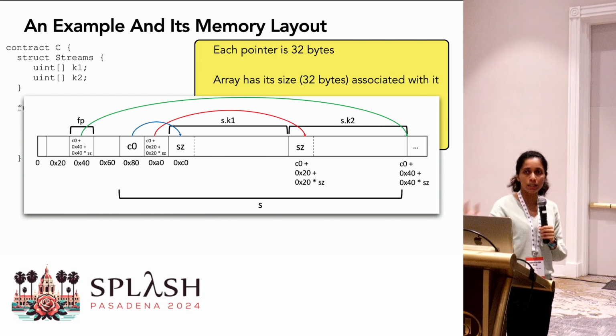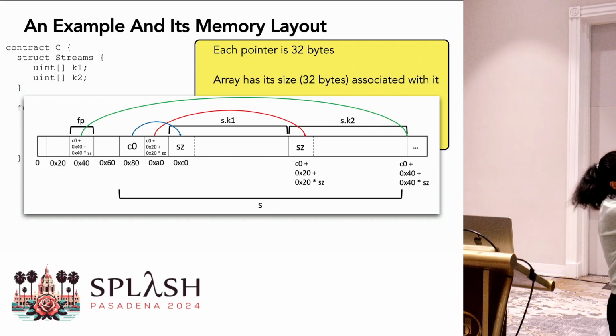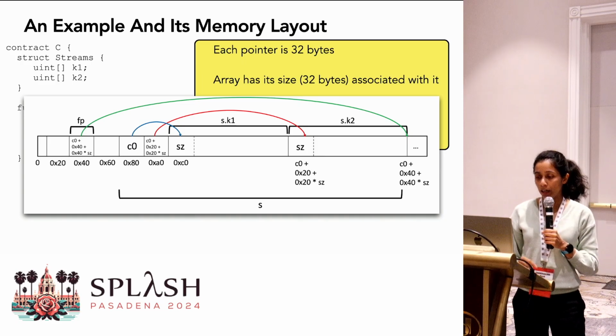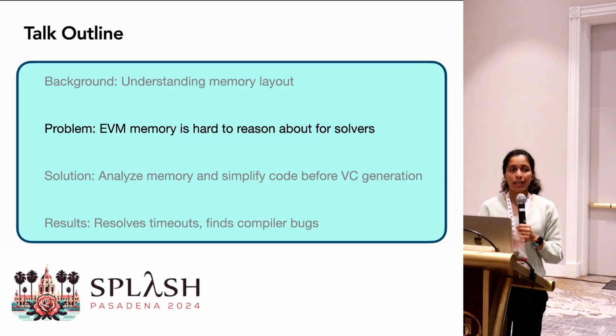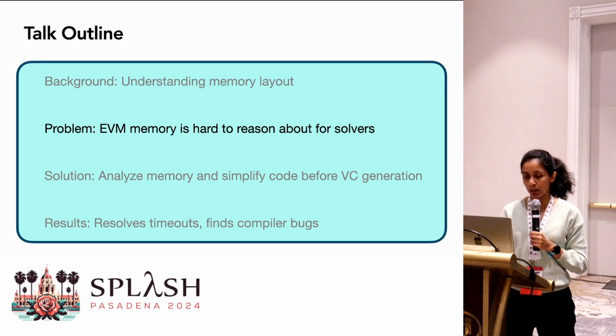And then ultimately, once the allocation is done, the free pointer is going to point to whatever is available at the end of the second array of the struct. Okay, so that's how memory works in the EVM.